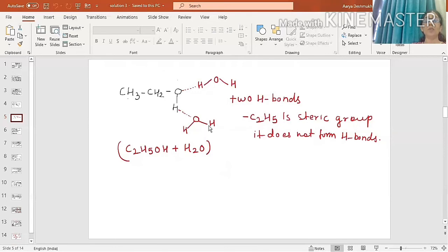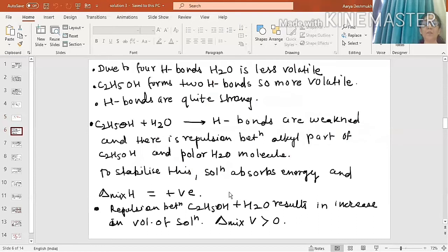So there is a repulsion between these two, and the result of this repulsion is that the hydrogen bonds of the polar H2O molecule are weakened. To stabilize this, it absorbs some energy, and this is nothing but the enthalpy change. So the enthalpy change for this type of mixture would be positive. It absorbs some energy to stabilize the interaction between them. This is the same thing I explained in the earlier slides.